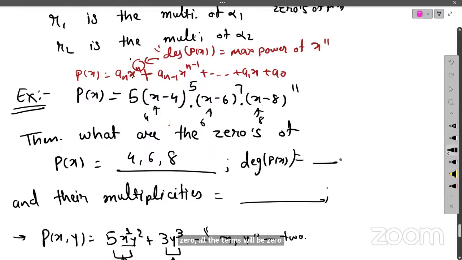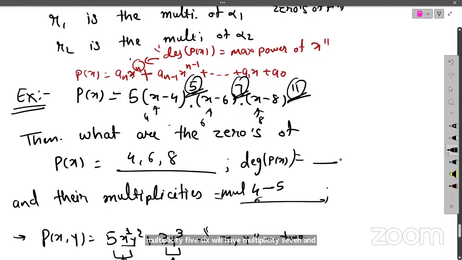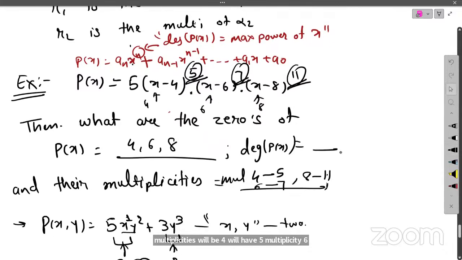And since p(x) is already given in its factor form, what are the multiplicities of these roots? 4 will have multiplicity 5, 6 will have multiplicity 7, and 8 will have multiplicity 11. So that means 4 will have 5 multiplicity, 6 will have 7 multiplicity, and 8 will have 11 multiplicity. Okay.